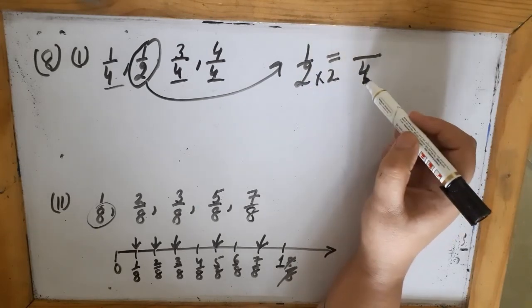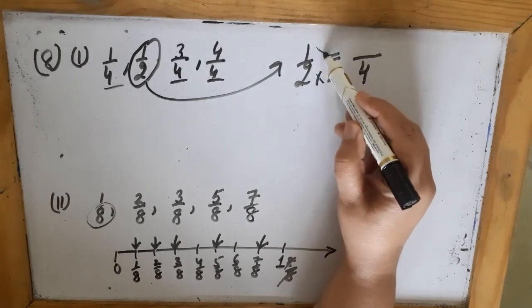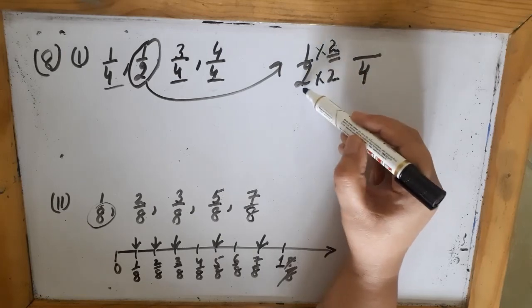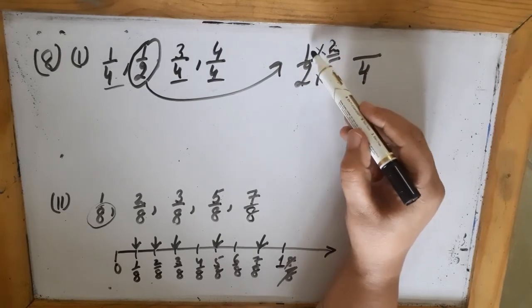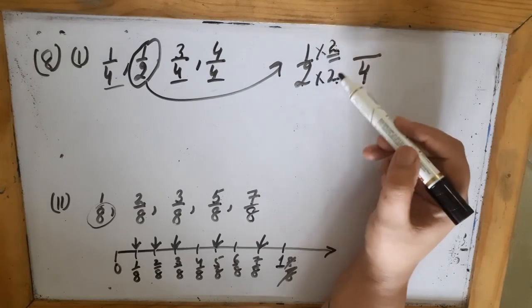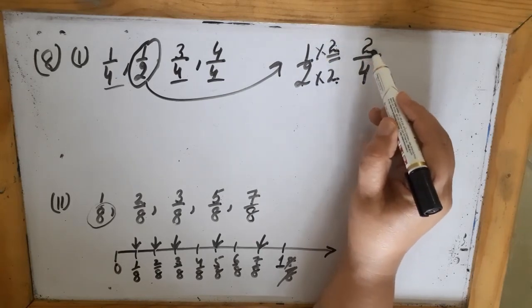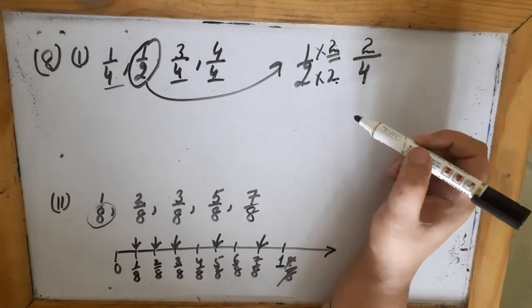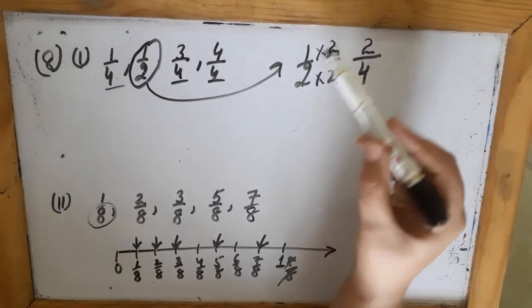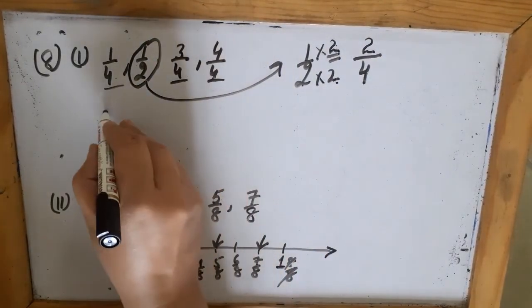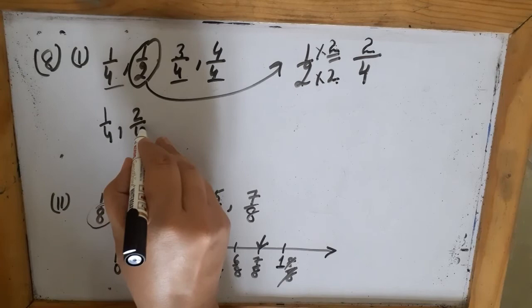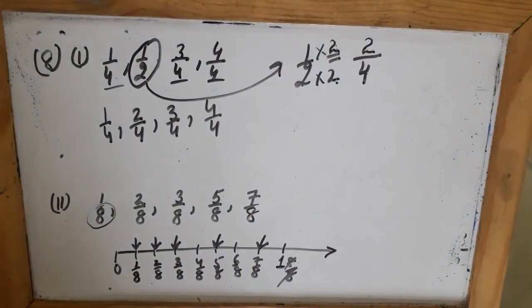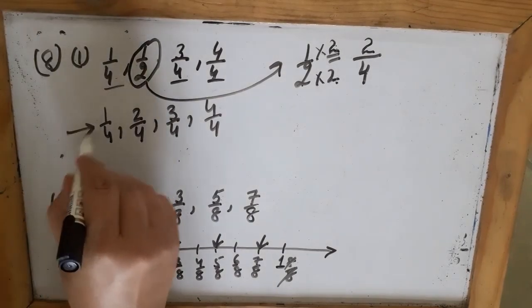Now if I have changed the denominator, I have to change the numerator also by multiplying with the same number. As I multiplied the denominator with 2, I will multiply the numerator also with 2. So the new fraction that I will get is 2 by 4. These are called equivalent fractions. This we will learn in the next exercise. So I have converted this 1 by 2 into 2 by 4, so that all the fractions have the same denominator. So this is my new question.